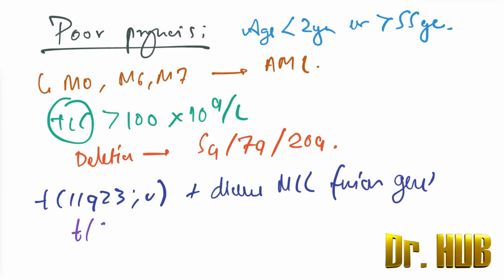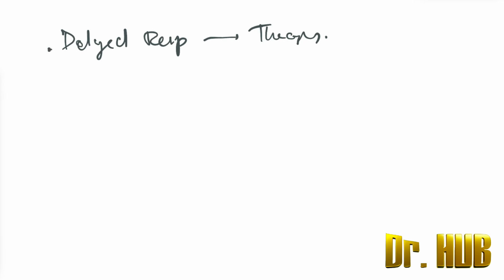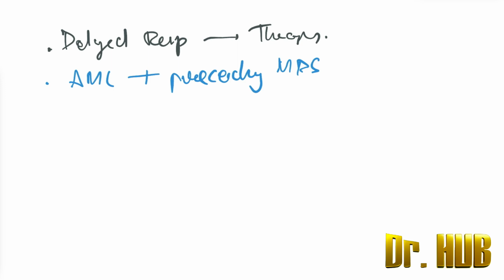And there is also t(6;9) and inversion of 3. Then other points in poor prognosis: they contain delayed response to therapy, as well as the presence of AML with preceding MDS, or anti-cancer drug exposure.